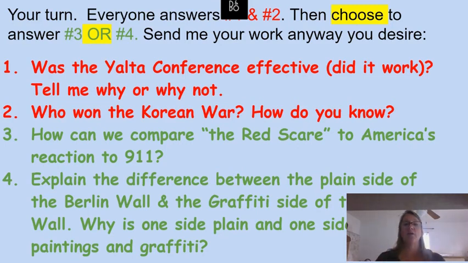Number 3, how can we compare the Red Scare, when America was afraid of communism and communists coming and invading our country, to America's reaction to 9/11? Or choose number 4, explain the difference between the plain side of the Berlin Wall and the graffiti side of the Berlin Wall, as in, why is one side plain and why is one side covered in paintings and graffiti? So I look forward to reading your answers, all of them, to number 1 and 2, and to your choice of either number 3 or 4.